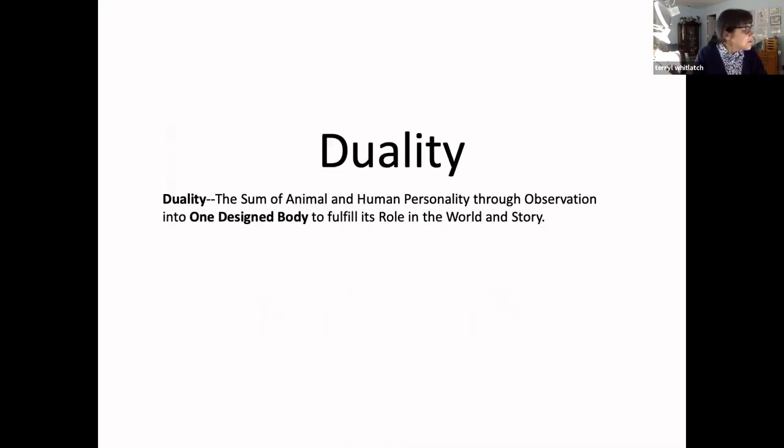Okay, so duality is the sum of animal and human personality through observation. That means as artists or scientists, we observe real animals and observe how they behave and move and do their stuff, and people as well. And we fuse that into one design body to fulfill its role in the world and story. We're basically creating an actor.